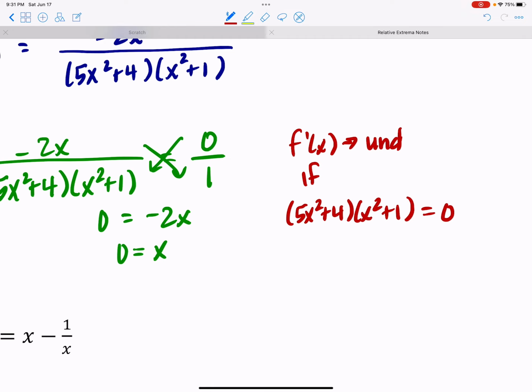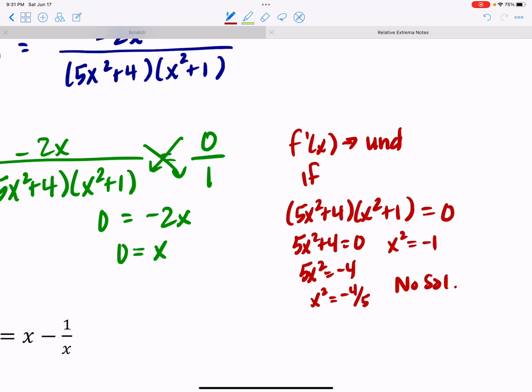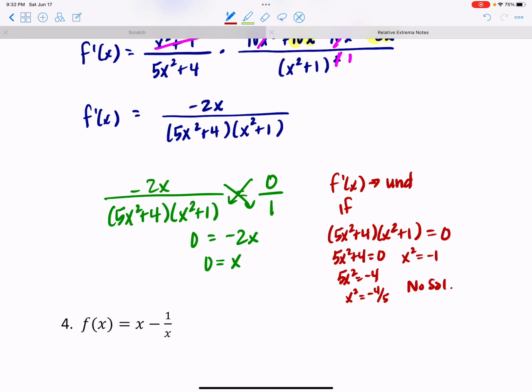because I can't make either one of these equal 0. So think about 5x squared plus 4, for instance, trying to be equal to 0. If you subtracted the 4 and divided by 5, you would be looking for the square of a number to be equal to negative 4/5, and that can't happen. And the same thing over here. X squared is not going to be able to equal a negative 1. You can't square a number and make it negative. So there's no solutions here, which means no places where the derivative is undefined. So we just have the one critical number.